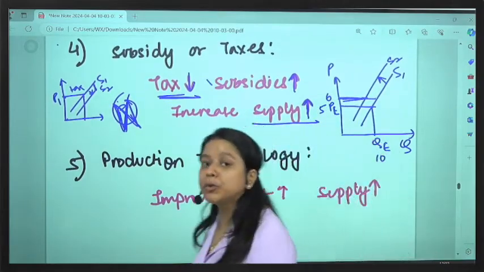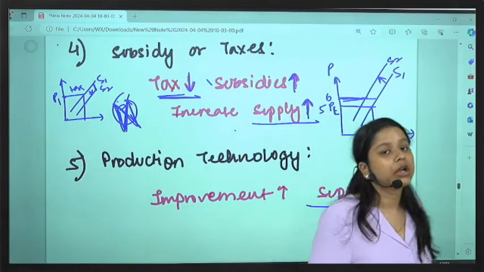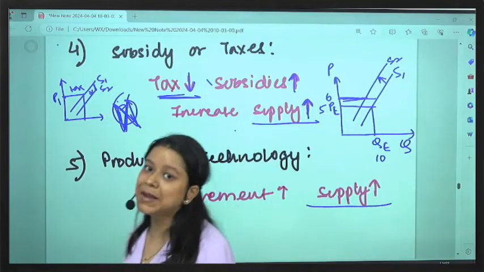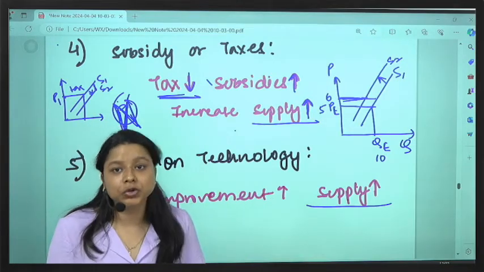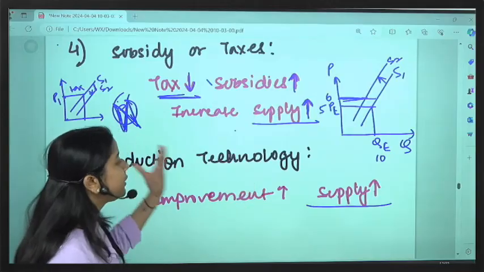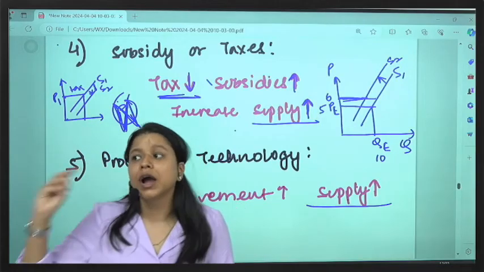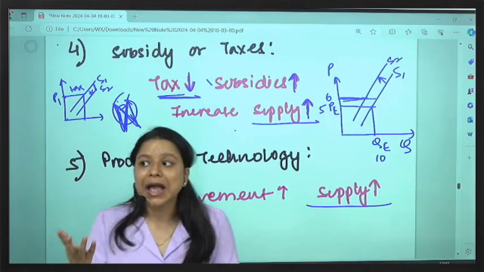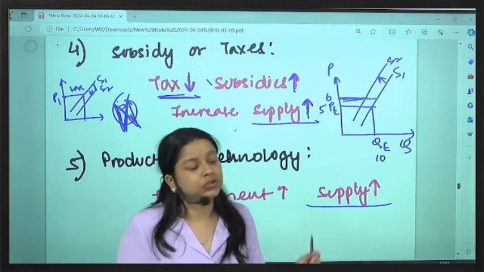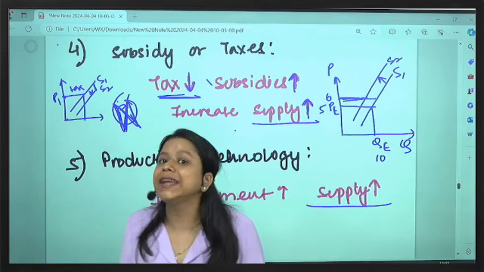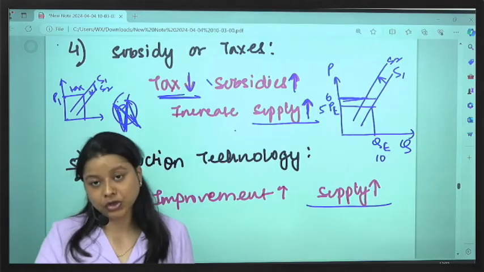Okay. Last is the production technology. If there is an improvement in the technology, obviously we all know that the supply will increase. For example, there was one machine which was producing 100 goods in a day. So I have upgraded my technology and now it can produce 150. So obviously the supply will shift to the right or downwards. These are the different factors which are affecting your supply.